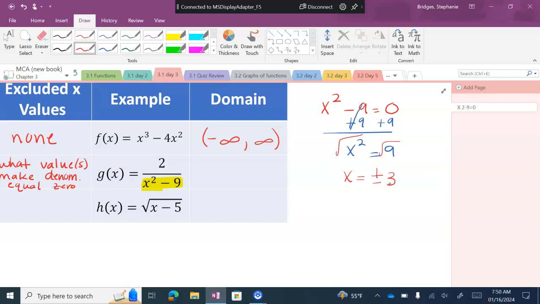Now, that's not my answer. My answer is not 3 and negative 3. That's what gives me an undefined value. So I have to say basically every number with the exception of 3 and negative 3. Okay? So this is how we're going to write it.